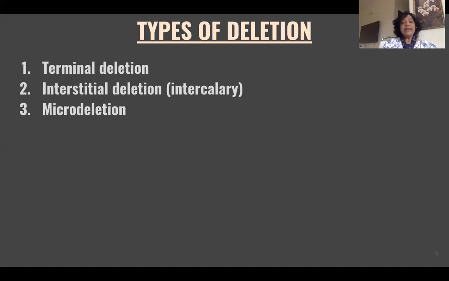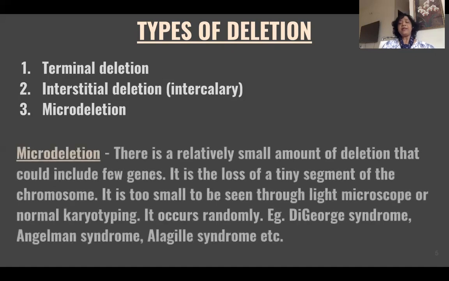You can also see I have mentioned a third type of deletion, students. This is called as microdeletion. Microdeletion is a teeny, very small portion of the segment of the chromosome which is deleted. If it is deleted, then it is called as microdeletion. In this kind of deletion, only a few genes are deleted.